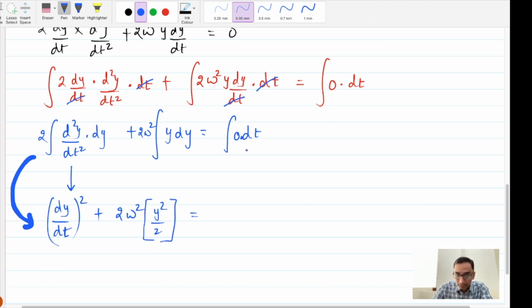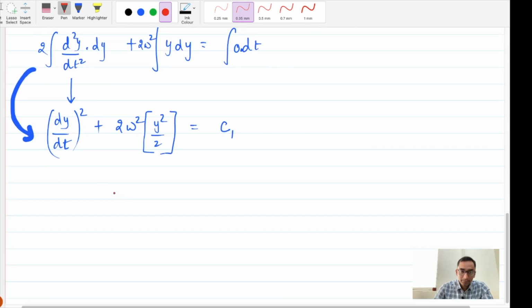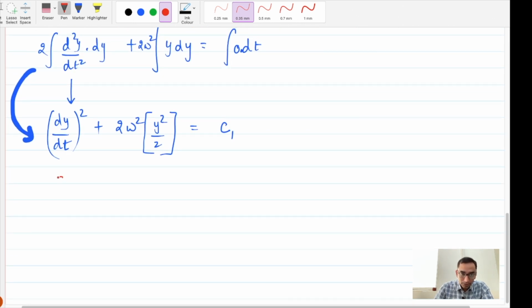Now, that is integration of dt; integration of 0 dt is 0, and you will have to add some constant. So, I am going to write that constant as C1, because integration of 0 is 0, but we will have to add the constant because there are no limits.